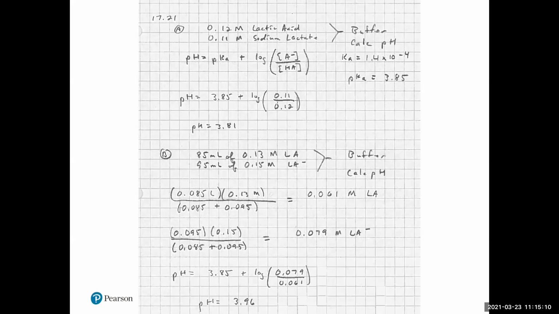To get the lactate ion, we do a similar calculation. We convert its mils into liters, multiply by its molarity, and then divide by that total volume and get 0.079 molar lactate ion. Then we've got that, then we can use our Henderson-Hasselbalch equation. We already calculated out what the pKa was. So that's this 3.85 value. And then plus the log of the ratio of the anion, 0.079 molar, divided by the acid, 0.061 molar. We do all that math and we get a value of 3.96 as the pH.